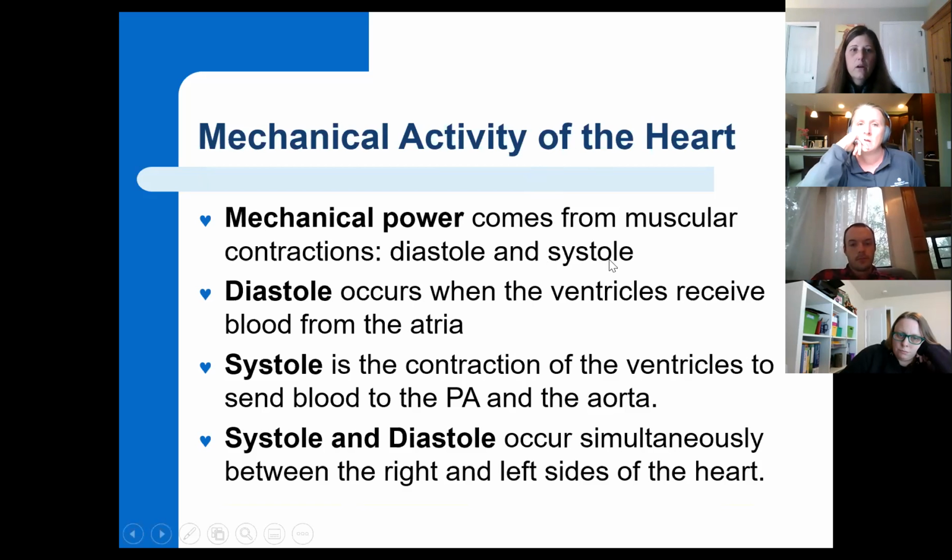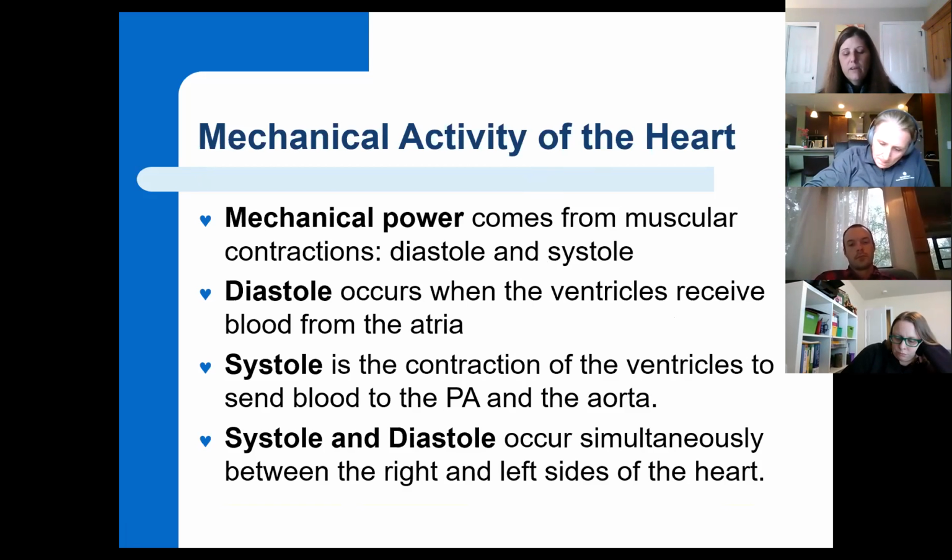Mechanical power, you see there, comes from muscular contractions. We know that as diastole and systole. And you can read the rest of your slide there. I'm not going to read it to you. I remember this because I think about diastole, the blood is going down, D, D. You remember it however it works for you.